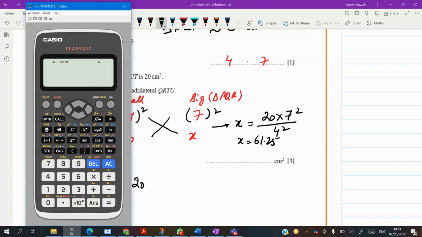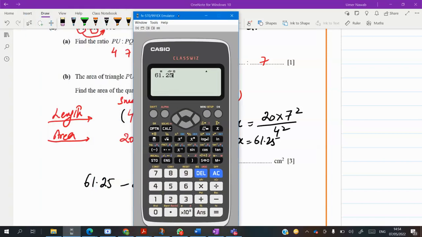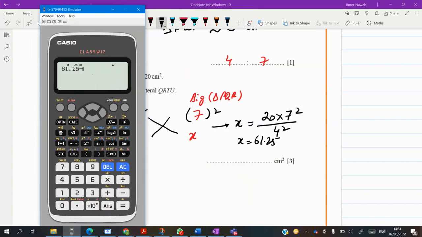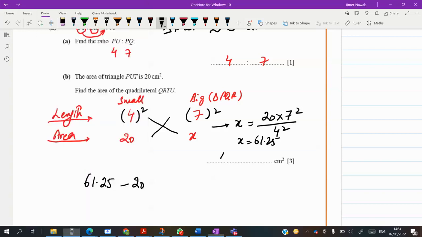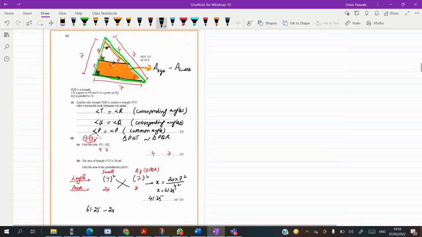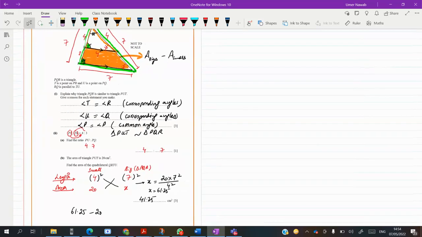We got it. 61.25 minus 20. What did we get? 41.25. So I hope, guys, you understand it. This is a very good question in which he is asking you to prove the two triangles similar. Secondly, he used the application of similarity.